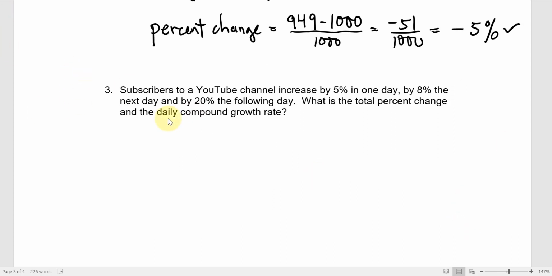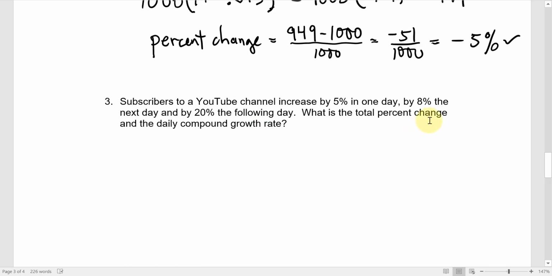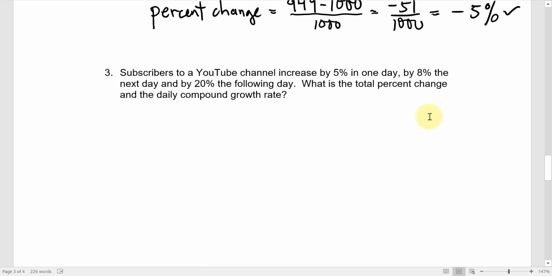Okay, number 3, subscribers to a YouTube channel increase 5% in one day, 8% the next day, and by 20% the following day. What's the total percent change and the daily compound growth rate? Well, you can't add 5 plus 8 plus 20. That's what, 33%. This is not right because we're looking at these compounding increases on previous increases, and so the right way to get that is just as we were doing before.